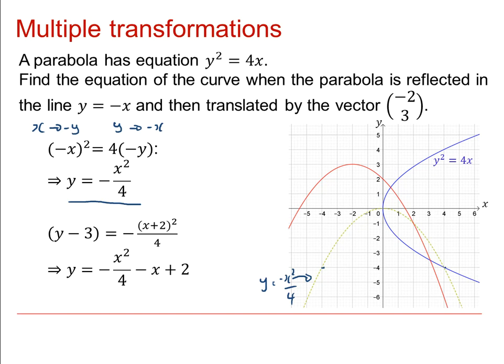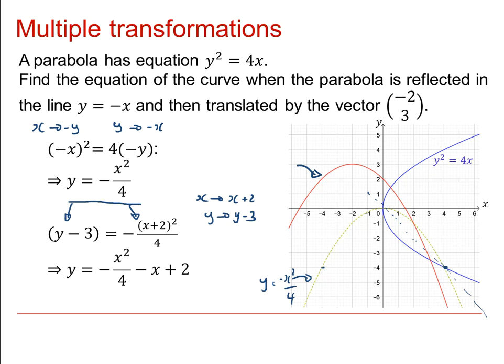And also if we draw in the line y equals minus x, you can see that the blue curve has been definitely reflected in that line. The translation, then remember that if we're translating by the vector negative 2, 3, then x goes onto x plus 2 and y maps onto y minus 3. So substituting those into the first equation that we got from the reflection, produces this new equation as the translation. And that's given by the red curve here.